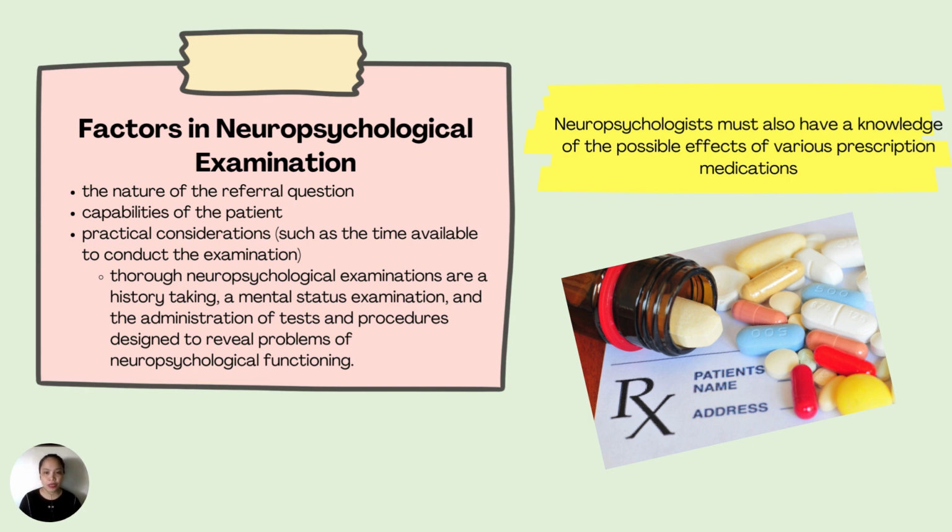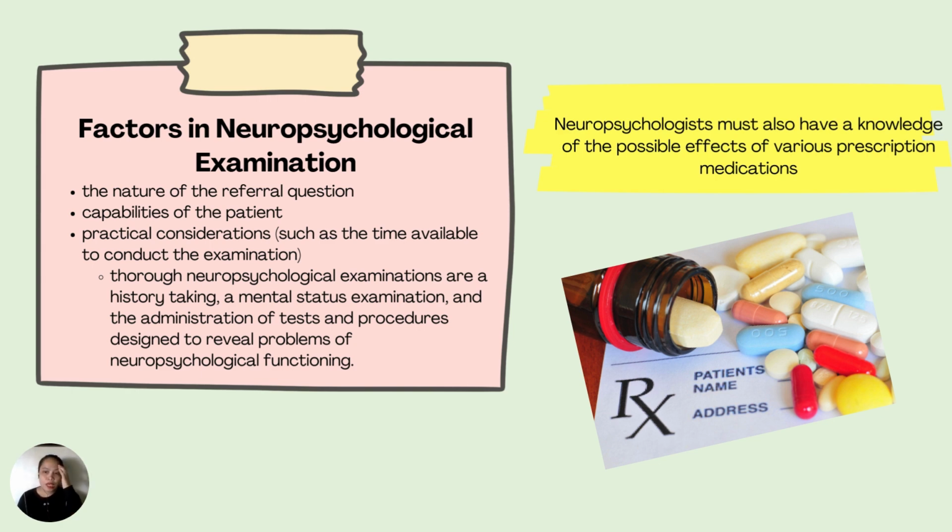in planning the examination. Now, common to all thorough neuropsychological examinations are a history taking, a mental status examination, and the administration of tests and procedures designed to reveal problems of neuropsychological functioning. Now, throughout the examination, the neuropsychologist's knowledge of neuroanatomy, neurochemistry, and neurophysiology is essential for optimal interpretation of the data. Now, in addition to guiding decisions concerning what to test for and how to test for it, such knowledge will also come into play with respect to decisions concerning when to test.